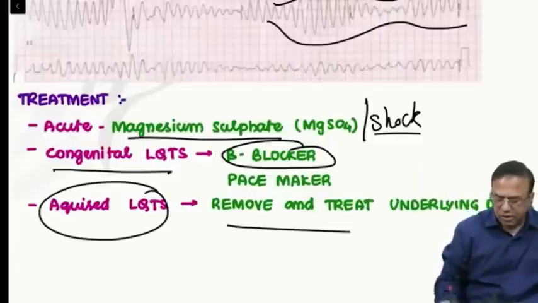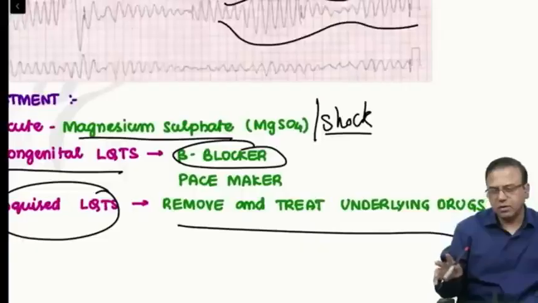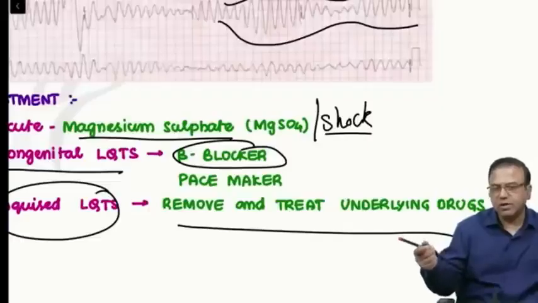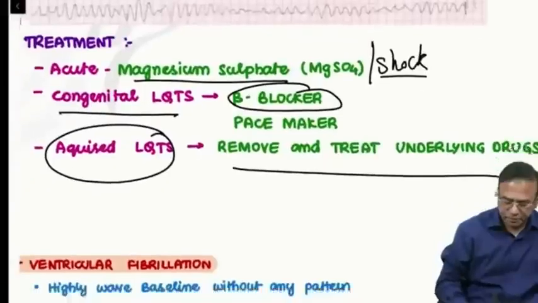Acquired long QT, you find the cause and remove it. What drug is causing it? You have to find that drug and remove it. If hypokalemia is causing it, treat hypokalemia. Hypomagnesemia is there, treat hypomagnesemia. Treat the electrolyte and remove the drug.